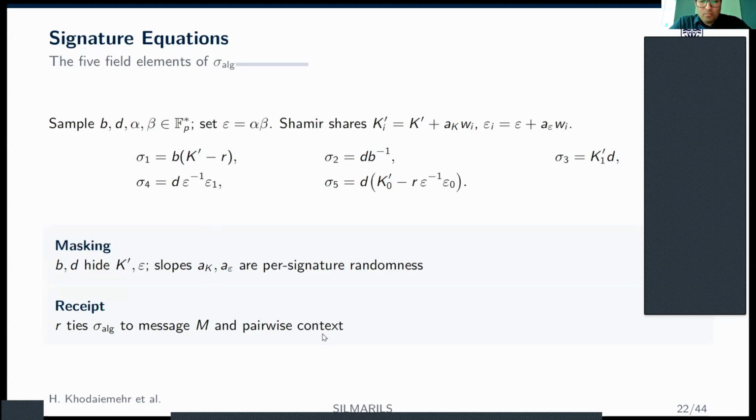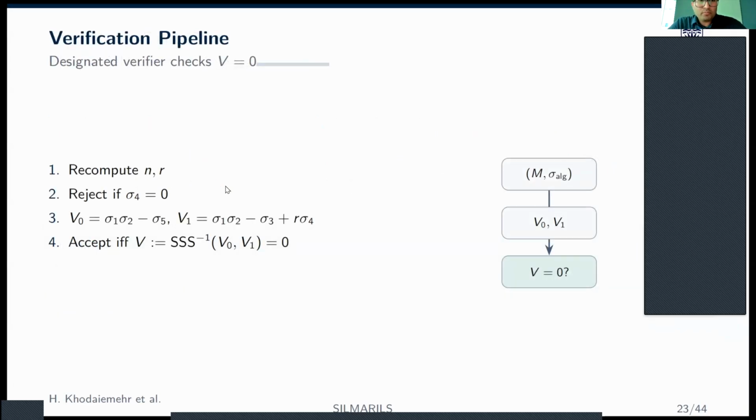And also, you do not need to memorize the formulas. Just remember the punchline and look at them just as 5 field elements, one receipt and one zero test for verification. So this is the whole story.